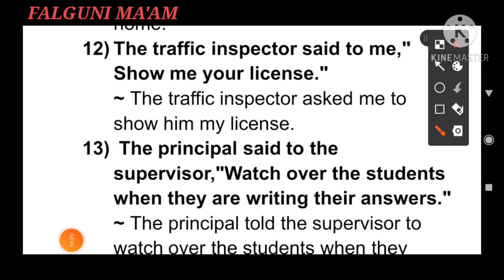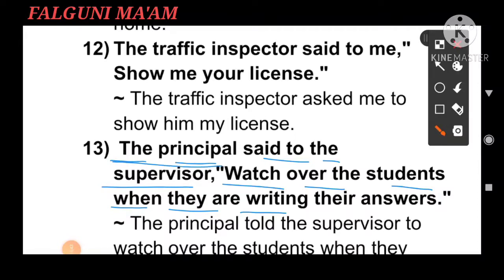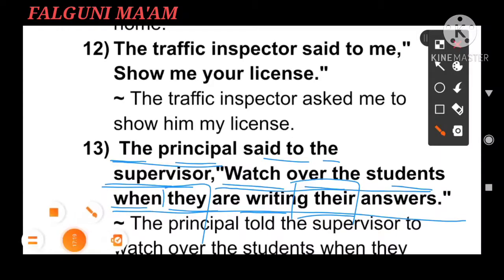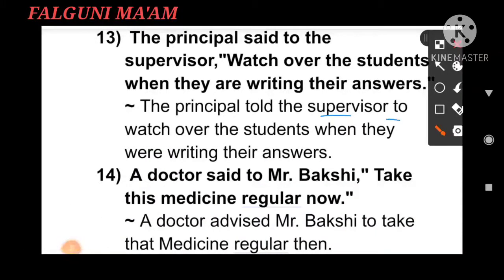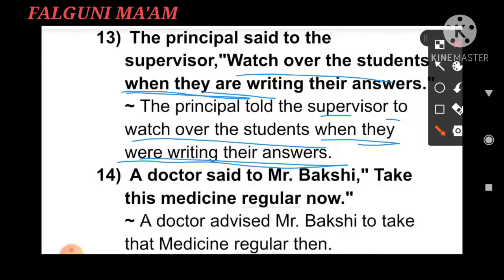13th one, the principal said to the supervisor, watch over the students when they are writing their answers. So principal is the speaker, the supervisor is the listener. Watch over the students when they are writing their answers. Is there any pronoun? Yes, we have two pronouns, first one is they and second one is their. But both pronouns, they and their, are in the third person. As we know, a first person pronoun we convert into third, and a second person pronoun also converts into third. But we already have third person pronouns, so no need to change, and they and their remain as they are in third person. So the narration will be like this: the principal told the supervisor to watch over the students when they were writing their answers.